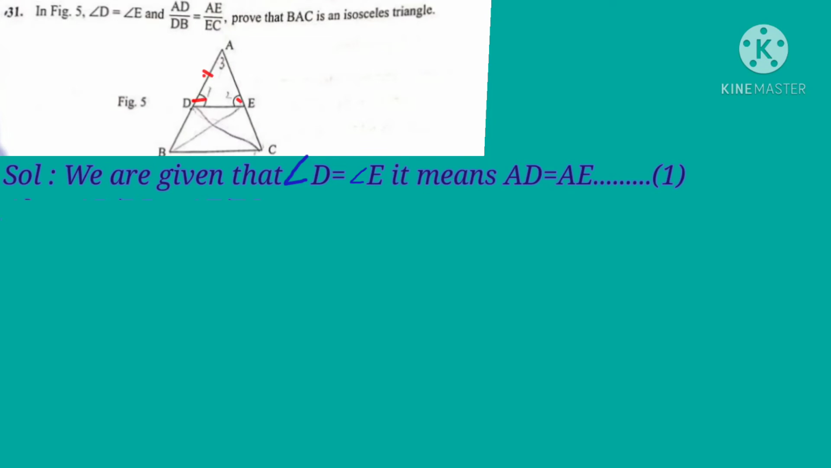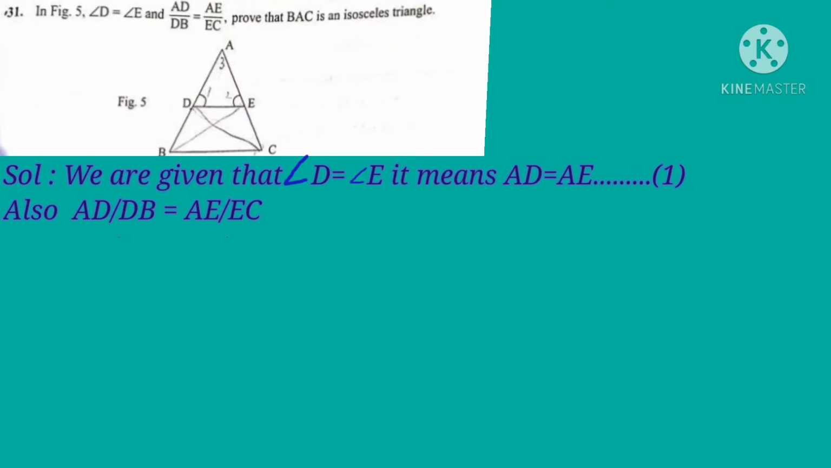So let's move to question number 31. In the figure we are given angle D is equal to angle E and AD/DB = AE/EC. We have to prove that triangle BAC is an isosceles triangle. So we are given that angles D and E are equal. It means these sides AD and AE are also equal.